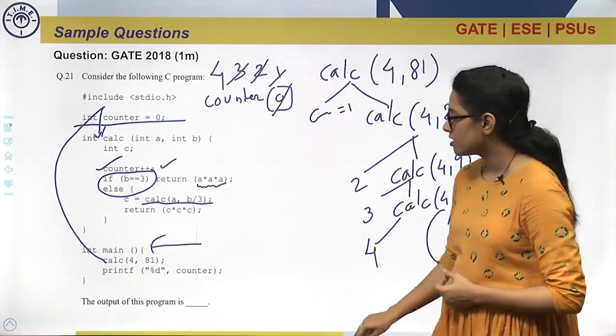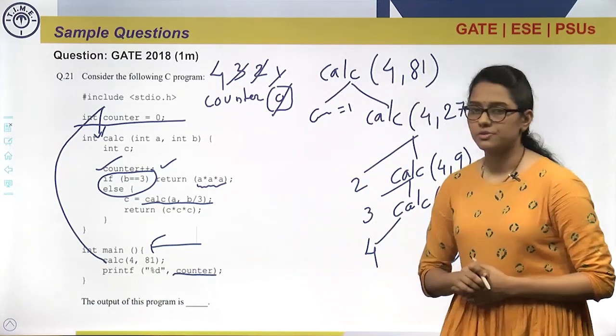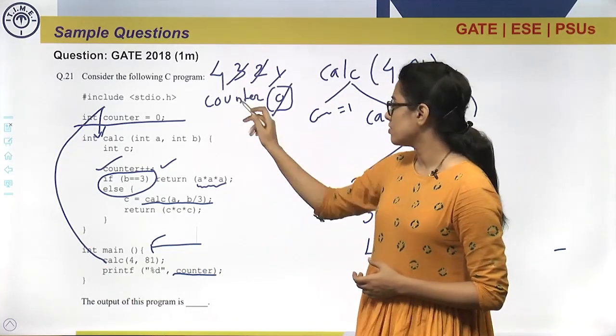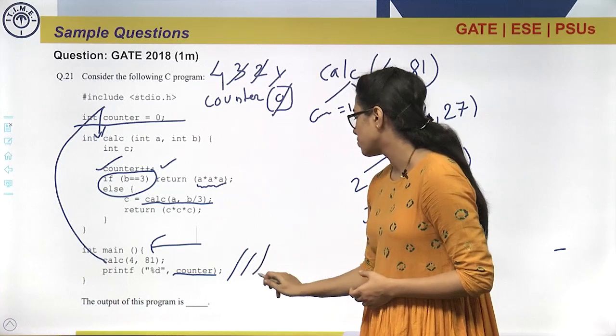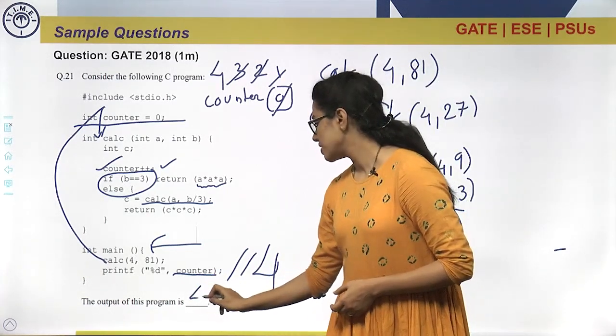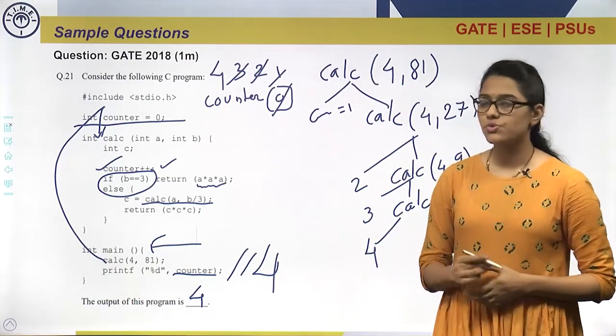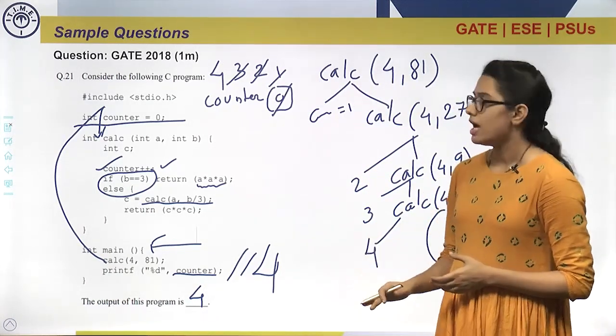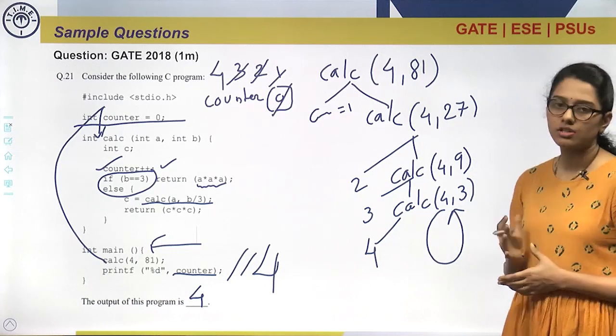What we are interested in is printing this counter value. And what is the value of counter now? The value of counter now is 4. So the output that will get printed is 4. So it is a NAT type of question. You have to just fill in the value 4, and you can solve this problem by using the tree method.